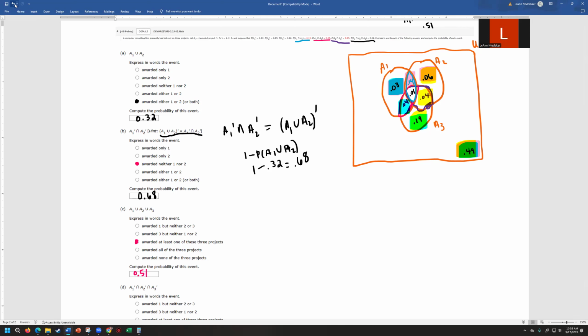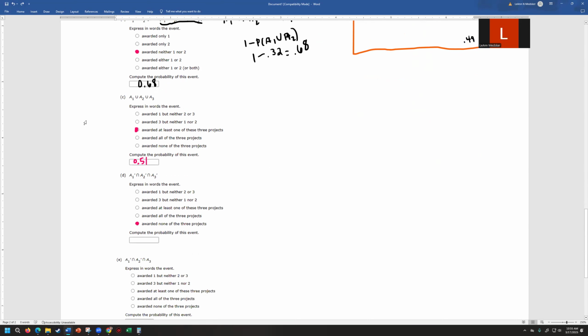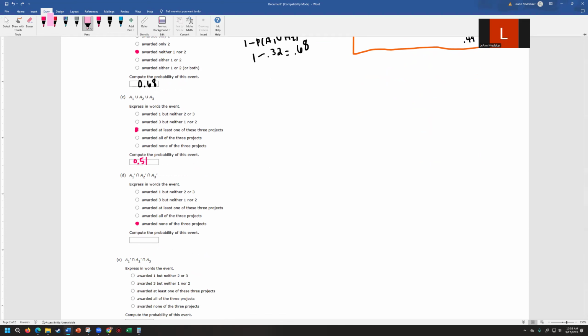So it's in common. Let me undo all of the color coding. So it is just the 0.49. So none of the projects were awarded, which is our outside piece for 0.49.